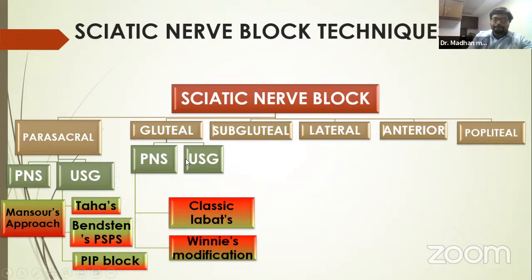Coming to the gluteal level, you can make use of PNS as well as USG and dual technique. We have the classic Labat technique as well as Winnie's modification of the Labat technique. These two are the main techniques for blocking the nerve at the gluteal level.